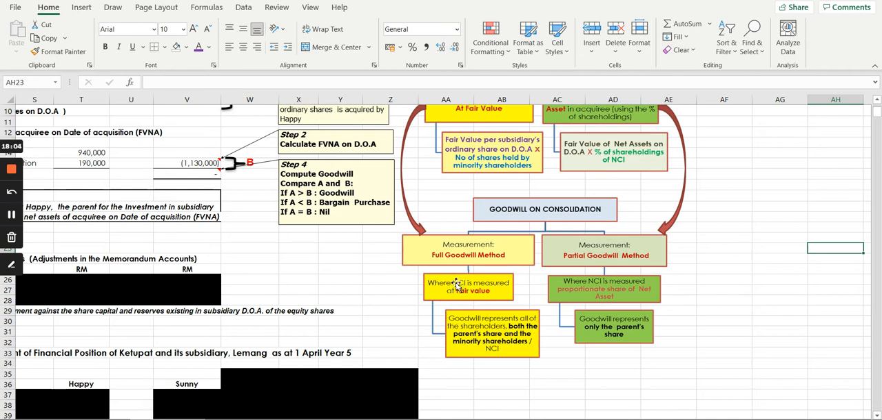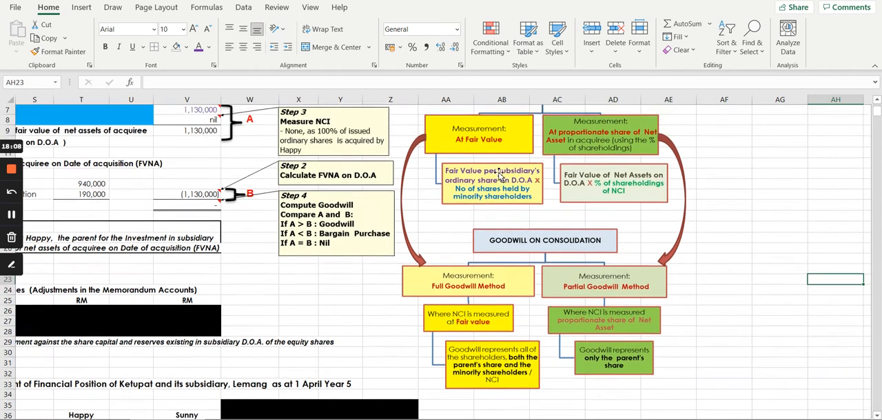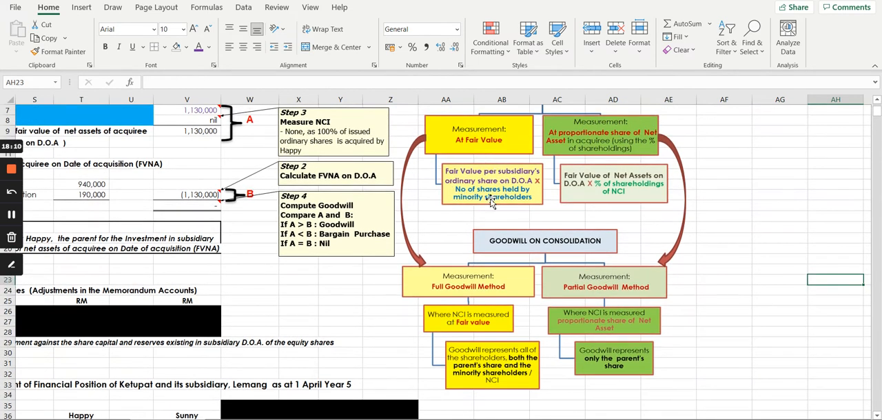But here is where the non-controlling interest is measured at fair value. Measured at fair value means fair value here: fair value of the ordinary shares in the subsidiary company multiplied by the number of shares held by the minority shareholders. That is called fair value. You can see that that is related. That's why I put an arrow here.